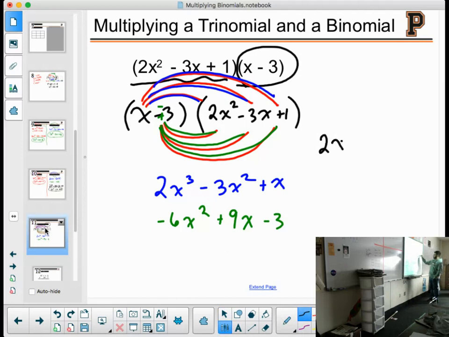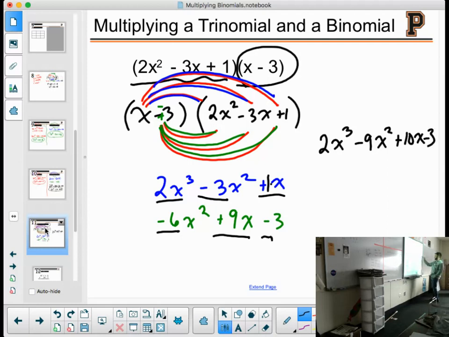We got 2x to the third. I don't think that combines with anything. We've got a -3x squared and a -7x squared. That's going to combine to make -9x squared. We've got a positive 1x and a positive 9x. That's plus 10x. And the only thing we have left is -3. Complete answer.